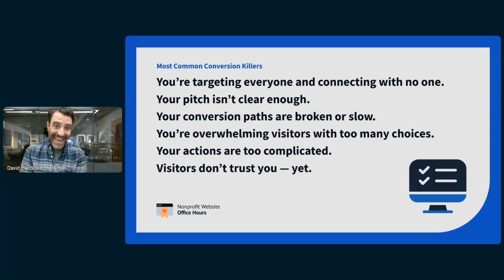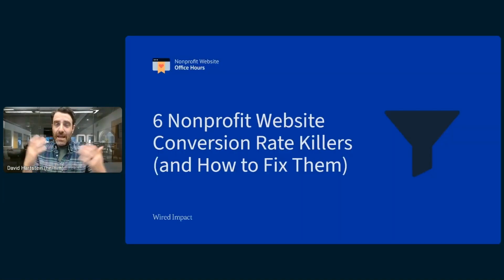Again, the 6 most common conversion rate killers we see. So targeting everyone and connecting with no one. Your pitch isn't clear. Your conversion paths are broken or slow. You're overwhelming visitors with too many choices. Your actions are too complicated, or your visitors don't trust you yet. So now you have all 6 of those common conversion rate killers and also an action plan for how to fix each one if they do pop up on your website.